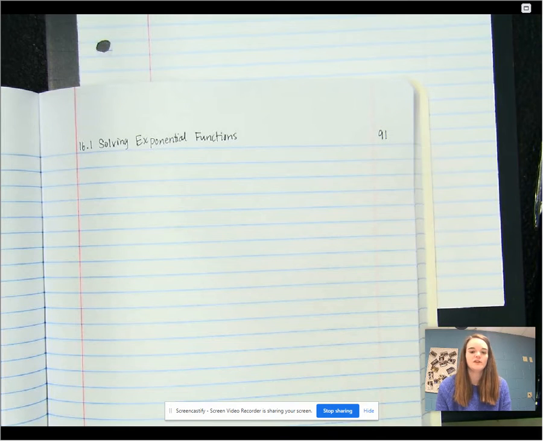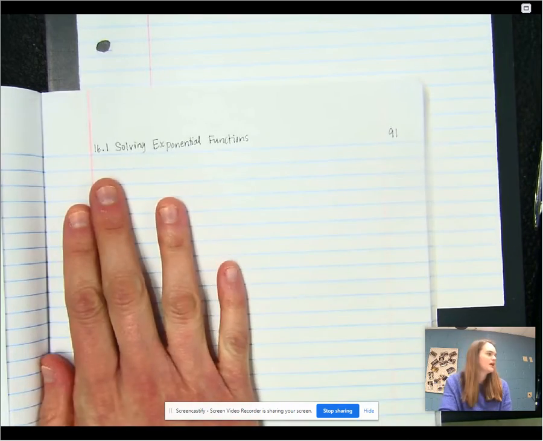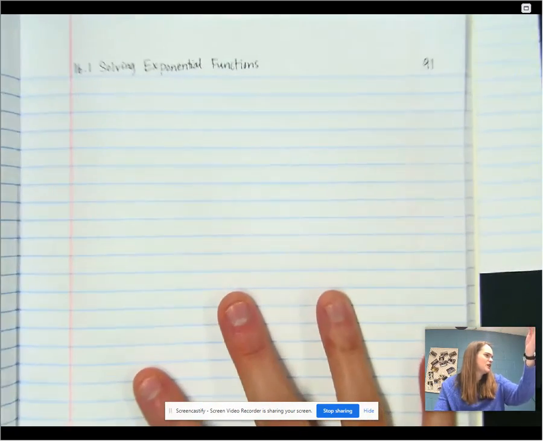All right, we're going to finish solving exponential functions today. We're actually going to write them and then solve them. So go ahead and label 91, solving exponential functions.